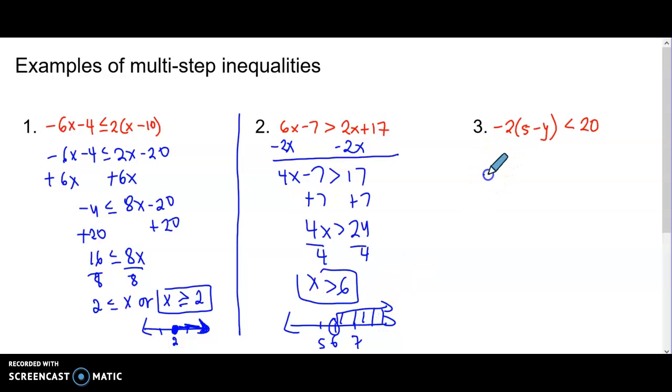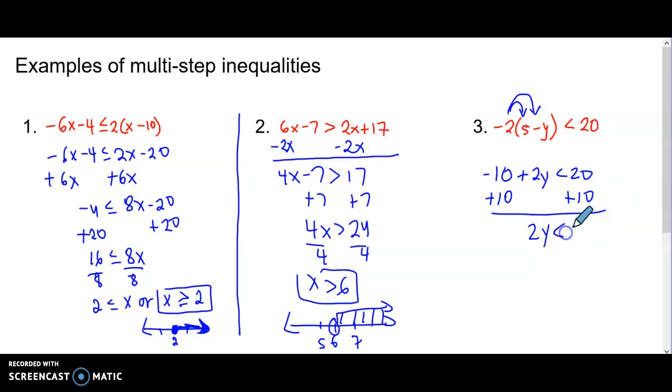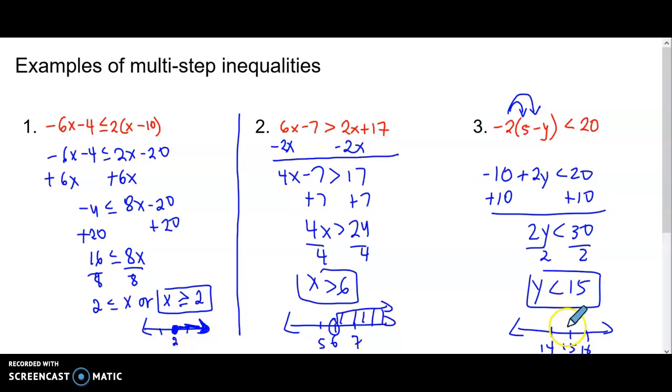Number 3, I have to get rid of parentheses, so I'm distributing the negative 2. Be careful. This times this. This times this is positive 2y, because a negative times a negative is positive. Y by itself, get rid of subtraction by adding. Clean that up. Divide by a positive. Half of 30 is 15. It would be an open circle at 15, and I would be shading where the arrow is pointing to the left. Less than means left.